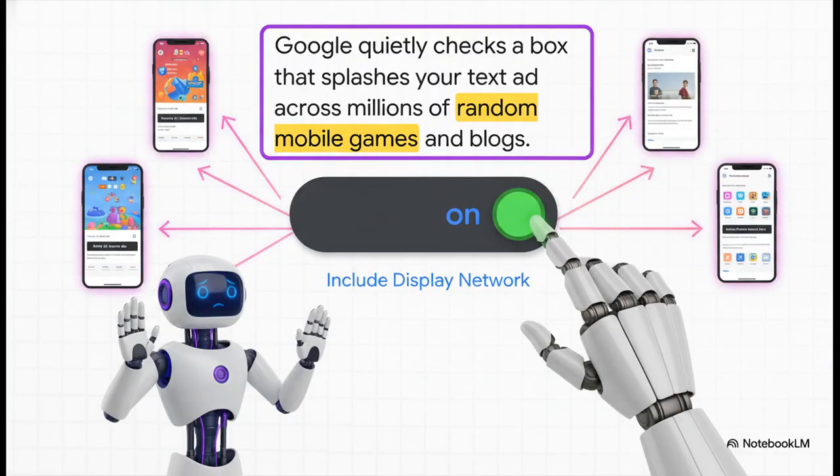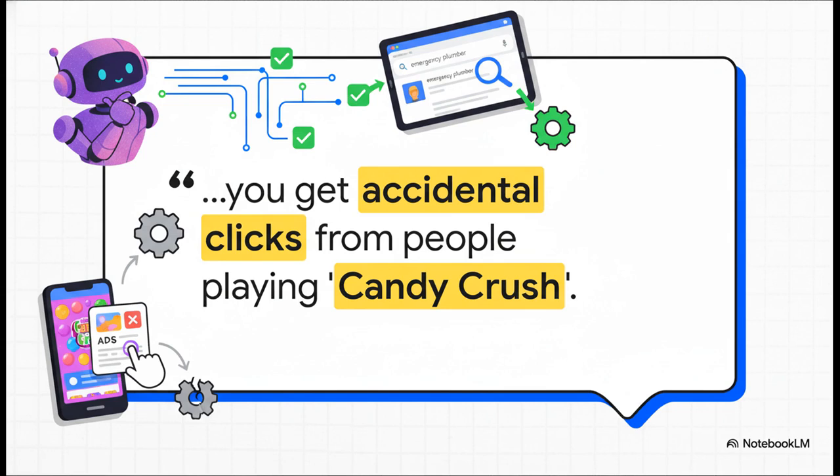First up, the display network. When you're setting up a search campaign, the ads that show up when people Google something, the platform does this sneaky little thing. It automatically checks a box to also show your ads on the display network. And suddenly, your very specific, targeted ad is showing up on millions of random blogs, websites, and even mobile games, places you never, ever intended. I mean, this quote just says it all, doesn't it?